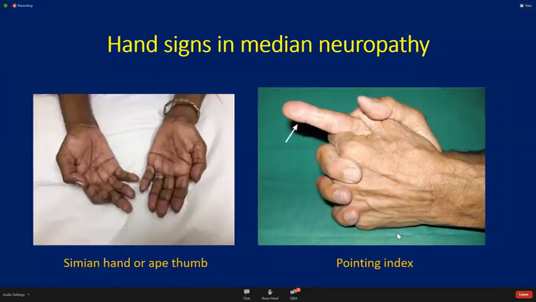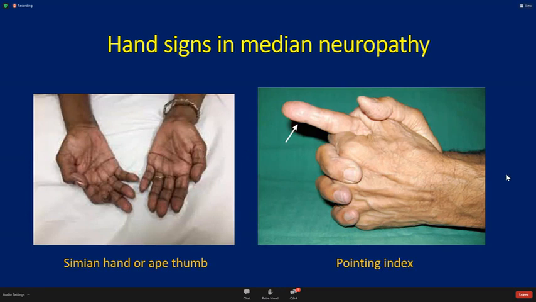So there are a few hand signs for median neuropathy. One is the simian hand or the ape thumb, which is seen in this patient's left hand. You can see that there is wasting of the thenar muscles, so the radial abduction posture of the thumb is gone, and it has come in parallel with the rest of the palm. And this is the ape thumb deformity.